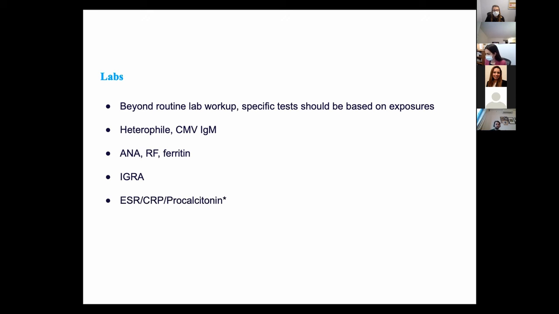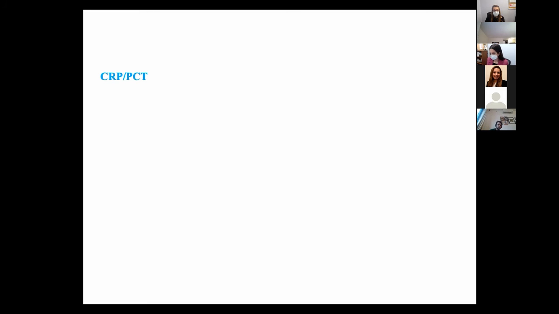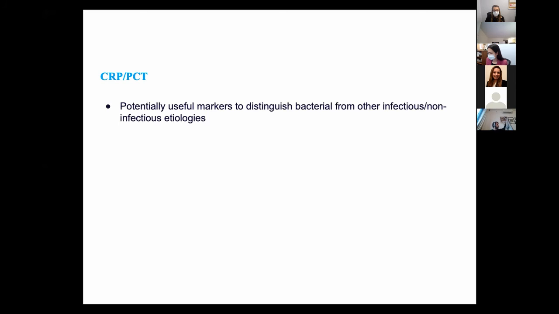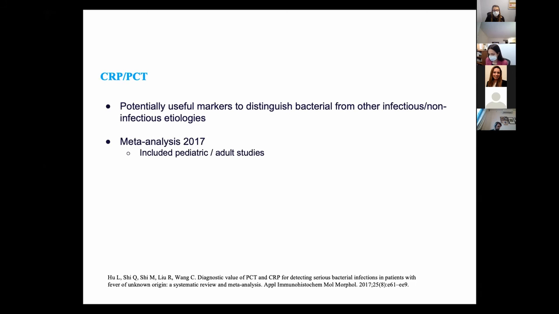And then ESR, CRP, and procalcitonin can be helpful to distinguish between infectious and non-infectious etiologies. There's been some research done on CRP and procalcitonin, especially to distinguish between bacterial and other non-infectious etiologies. So there's this meta-analysis from 2017, which included pediatric and adult studies, and they varied in their cutoffs for both markers. Most of the studies used a procalcitonin of more than 0.5 and a CRP of over 8 to 20.